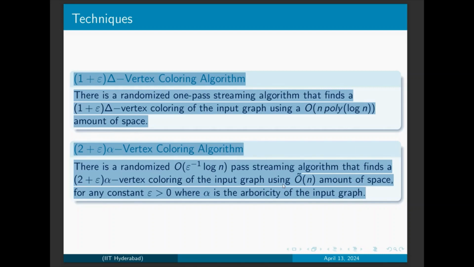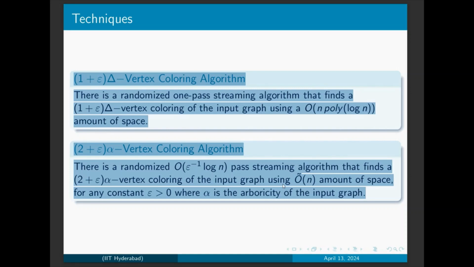Now, with respect to the arboricity, we define another algorithm, a randomized order of (1 by epsilon) log n pass streaming algorithm that finds a (2 plus epsilon) alpha vertex coloring of the input graph, where alpha is the arboricity of the graph, using order of n amount of space. The space constraints are less stringent here, but it offers a high quality coloring, which minimizes the number of colors.